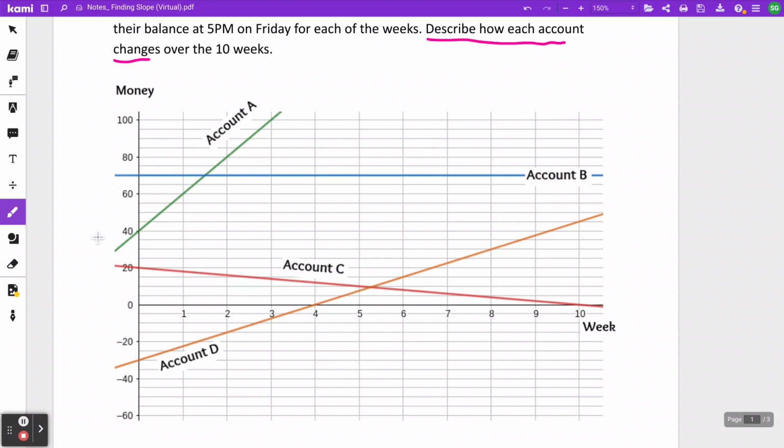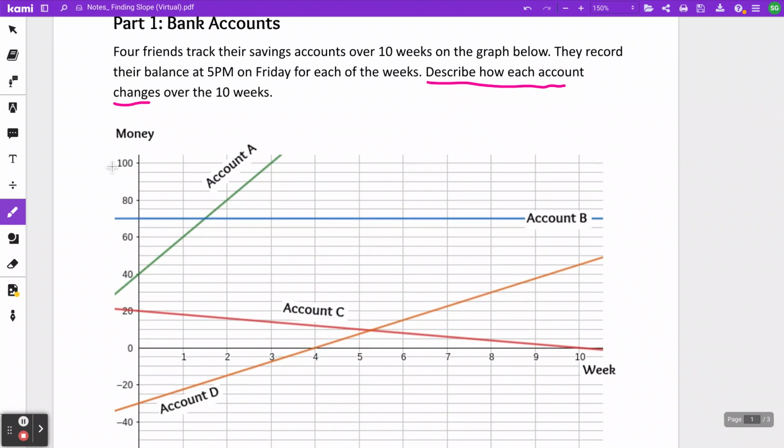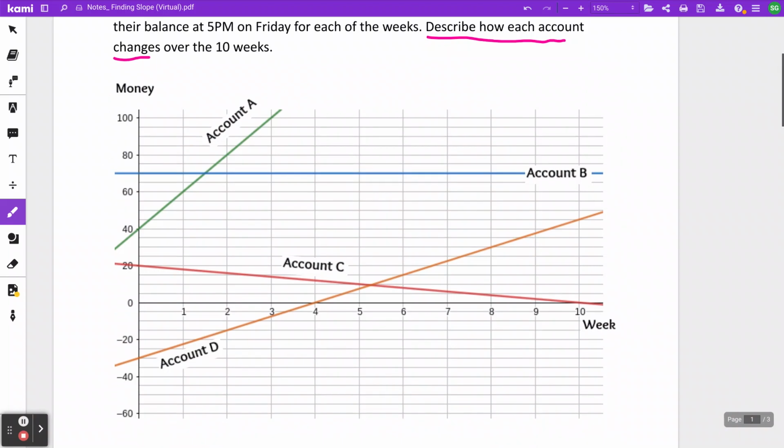Starting with account A, when I teach this in class, a lot of students might tell me it's going up. Absolutely. From left to right, that account is going up. So in the story, if the account's going up, it must mean that that first person is putting money into the account. They are saving money over time. That is a great description, but we want to be even more specific.